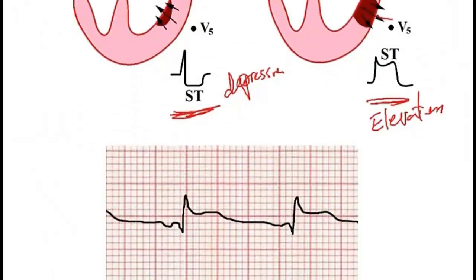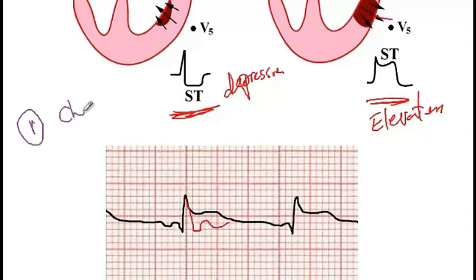So here I have an example of an EKG for you, which shows the ST segment elevation. So here we have the QRS, and then the ST segment is elevated. Normally the ST segment should come down here, and then we have the T wave, but it's elevated in this patient. And then there are labs that you can use to confirm myocardial infarction.